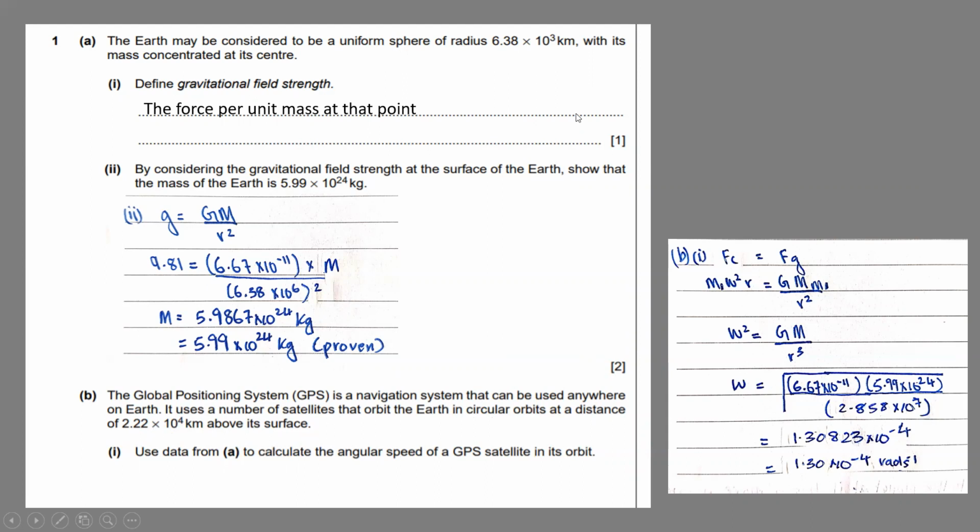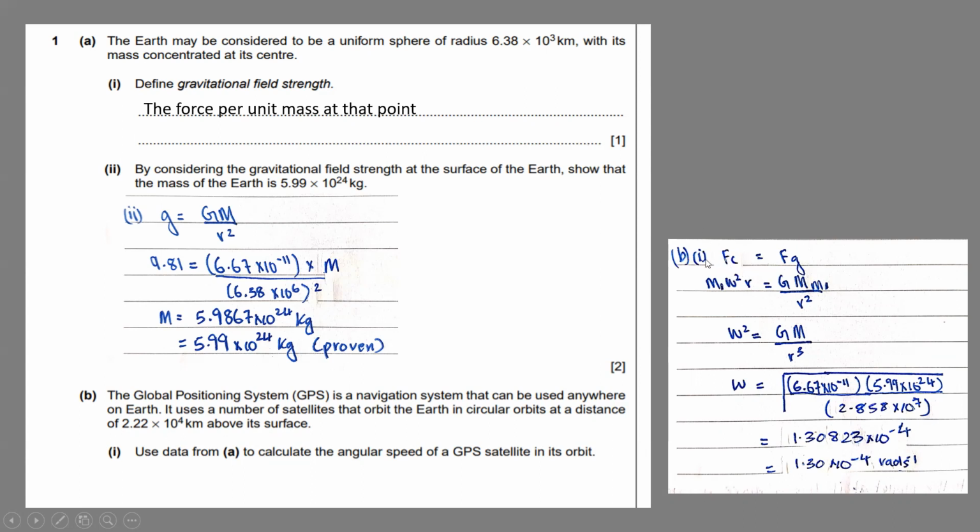You do not make the mistake of just taking 2.22 times 10 to the power 4 and substituting it in the formula, which would be wrong. You have to add it to the given radius of Earth. So again, you must mention this at the start of every question that involves circular motion.